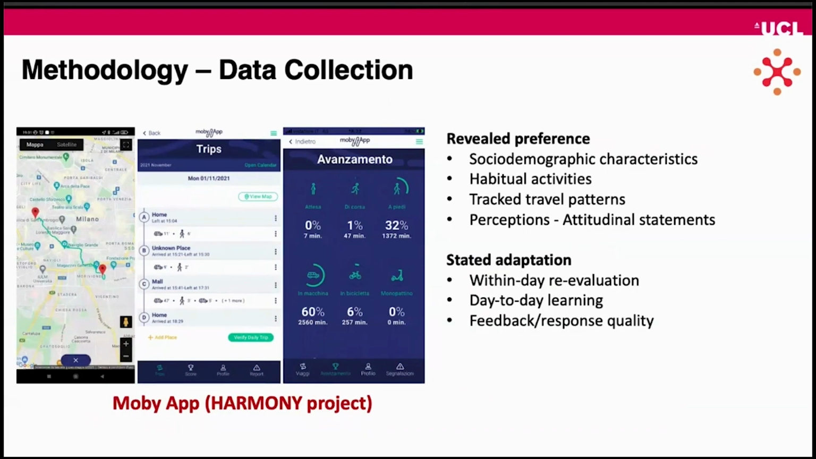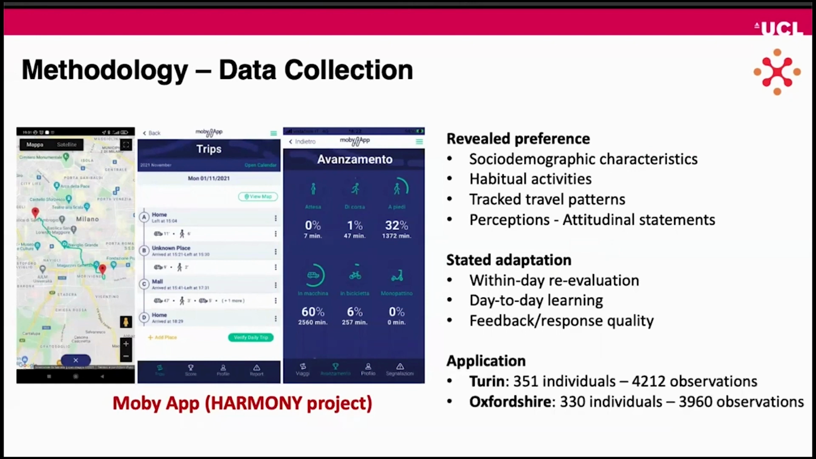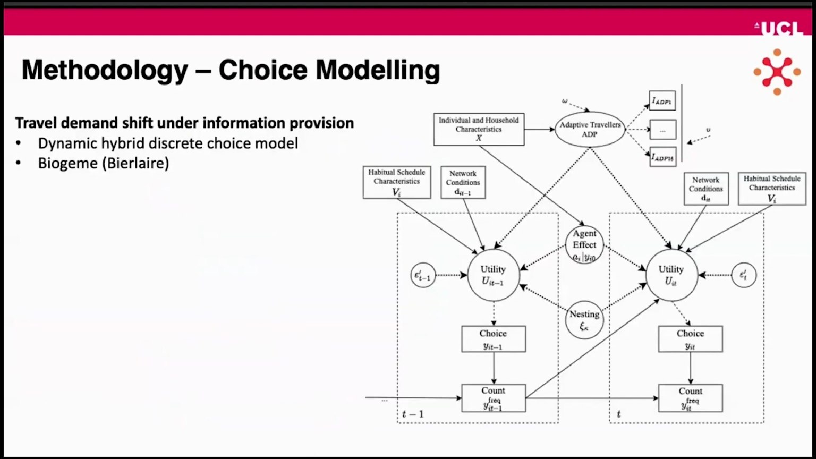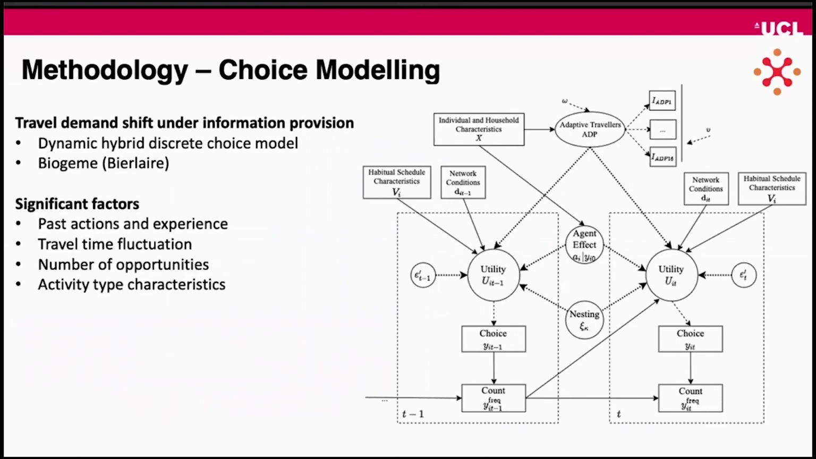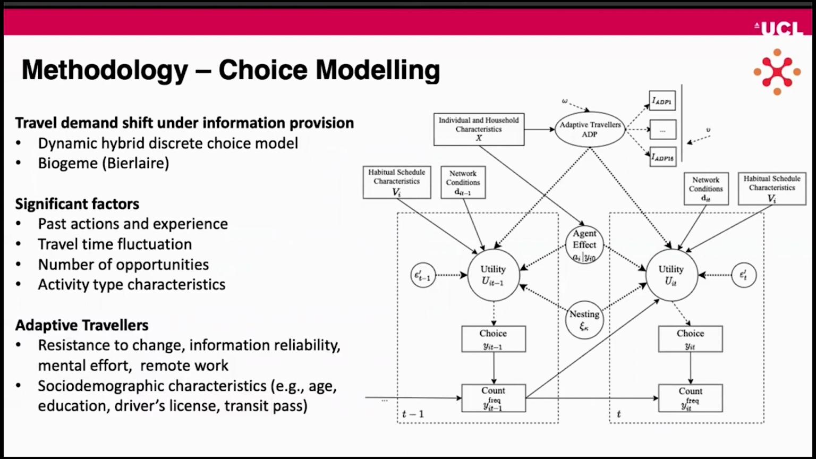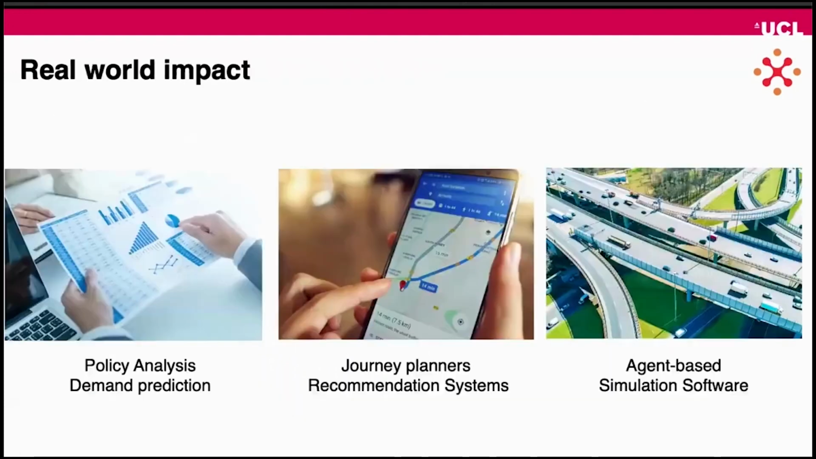The RP-SP methodology was applied in the municipalities of Turin and Oxfordshire, which led to the collection of more than 8,000 observations. The methodology selected was discrete choice analysis, where I developed a dynamic hybrid discrete choice model in the Biogeme software. The framework accounts for interpersonal heterogeneity and led to some key behavioral findings. Also, a latent variable was measured through a series of attitudinal statements, where I defined the concept of adaptive travelers, which can be described by various sociodemographic characteristics.